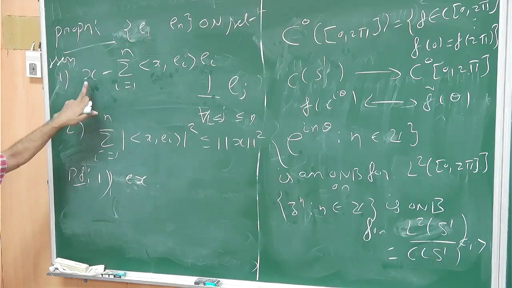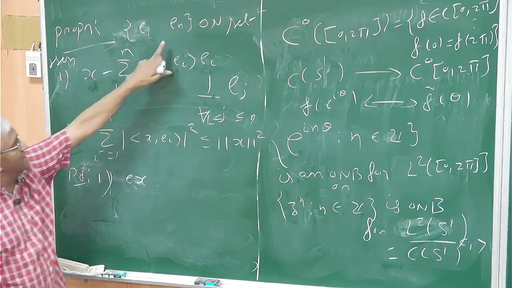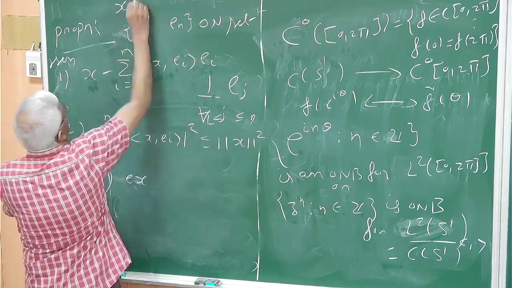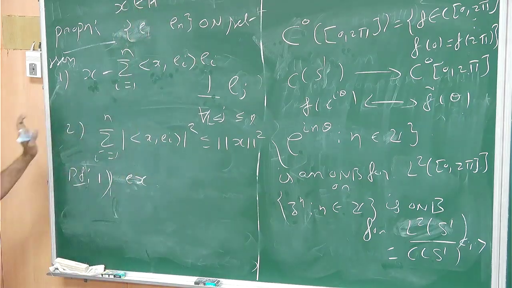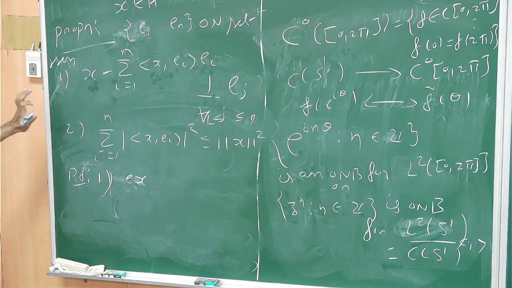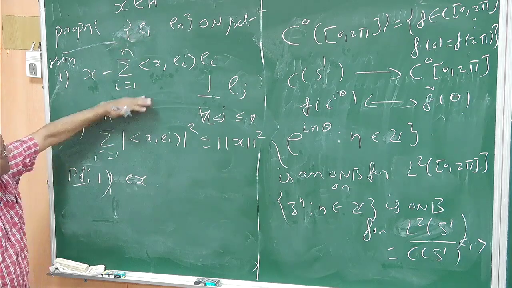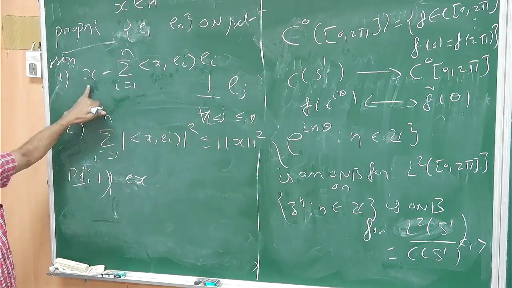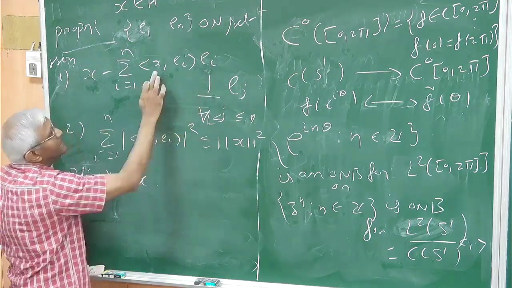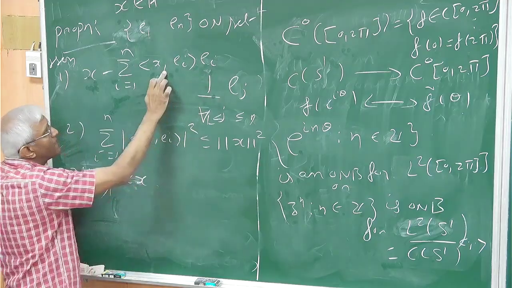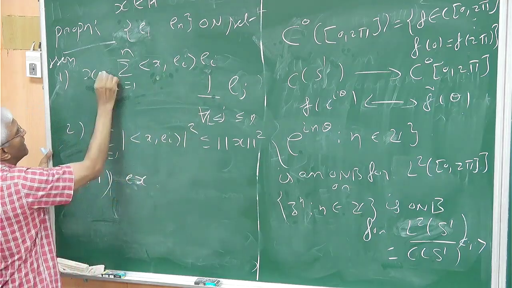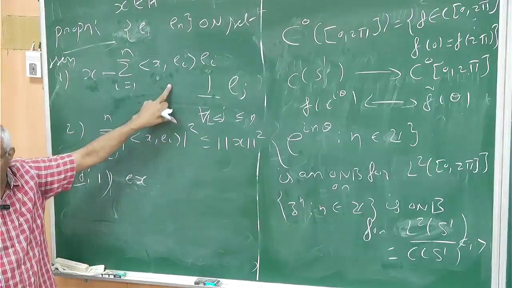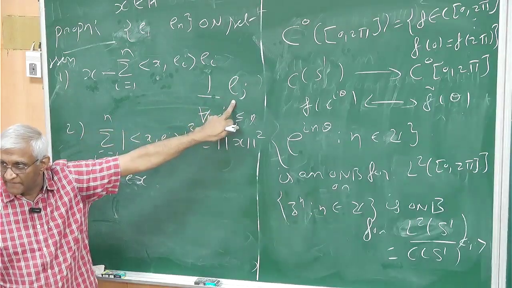Here, x is in H. H is everything. Do you want to use another notation, xi, eta or something? Whatever is written clearly. X is in H. X minus the summation, these are vectors, these are scalars. This vector multiplied by the scalar, you have the summation. X minus this is a vector, and this vector is orthogonal to ej.